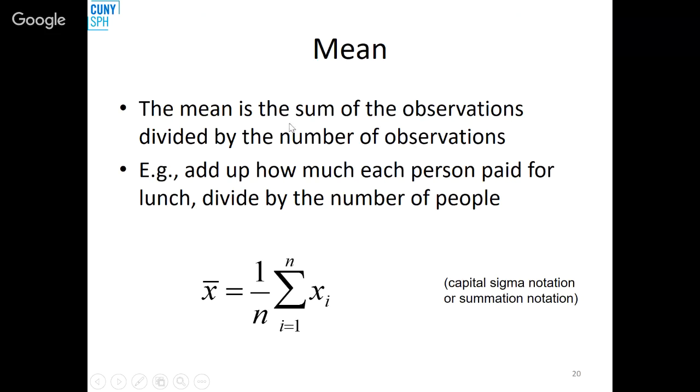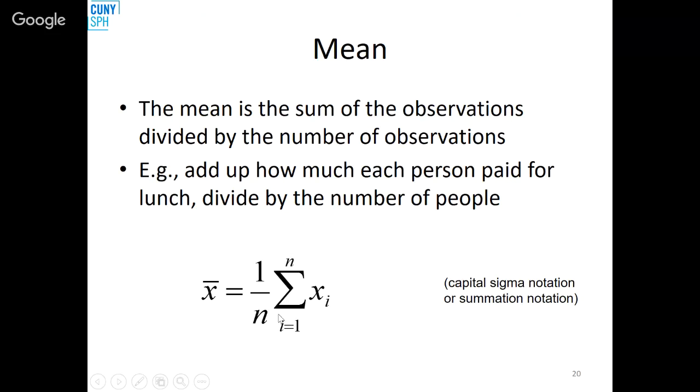Sorry, I'm getting ahead of myself. Just divided by n, the number of observations. For example, you add up how much each person paid for lunch, so your total bill divided by the number of people, that's your average. If you're going to split it equal ways, you're actually calculating a mean. So this thing we use in statistics, you can also use as an easy way to decide how much each person pays for lunch.